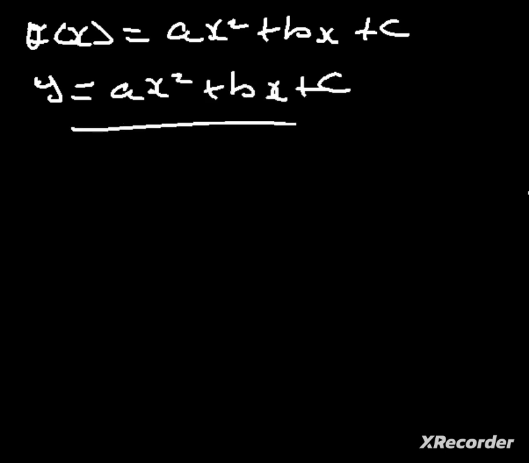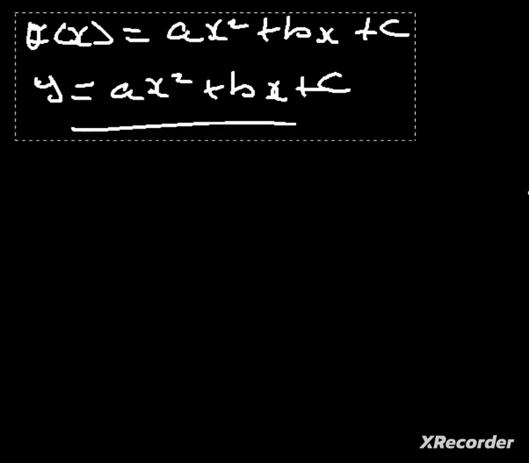This is the general form of the quadratic function, where c is the y-intercept, where the graph passes through the y-axis, and a is the coefficient of x squared, and it is the one that determines whether the graph should concave downwards or upwards. So take note of that.